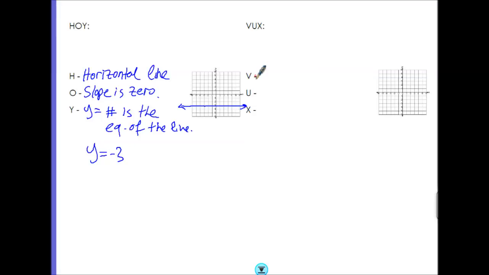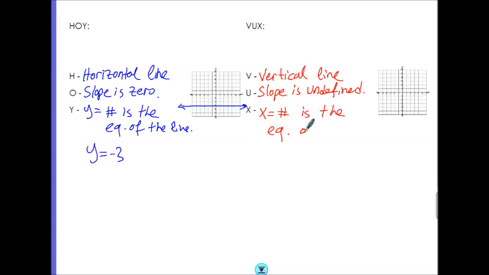A vertical line requires a VUX case, where we would have a vertical line up and down. Slope of the vertical line is going to be undefined. And the equation is going to be x is equal to a number. Equation of the line. Vertical line will look like going up and down anywhere on the graph, and we will label this one as x is equal to 4 line because it passes through 4.